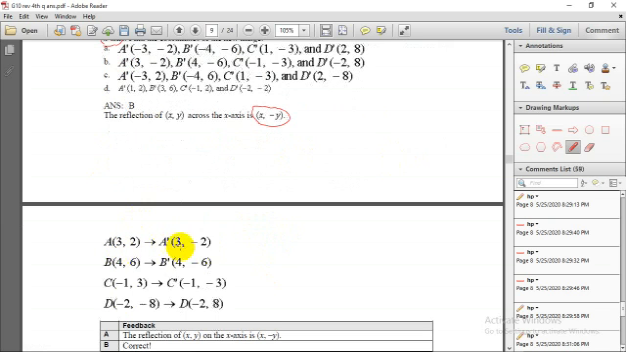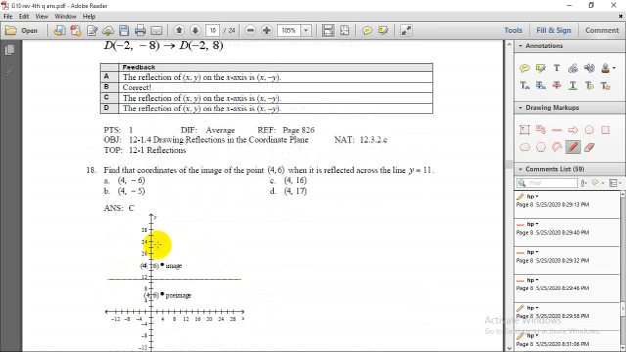3 and 2 to 3 and negative 2. 4 and 6, 4 and negative 6. Negative 1 and 3, negative 1 and negative 3. Negative 2, negative 8, negative 2 and 8. The opposite of negative 8 is 8. Okay, very good.